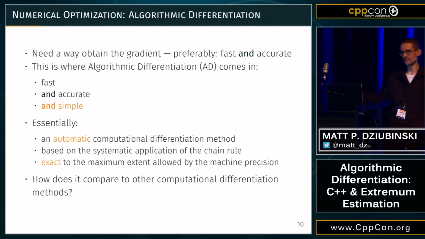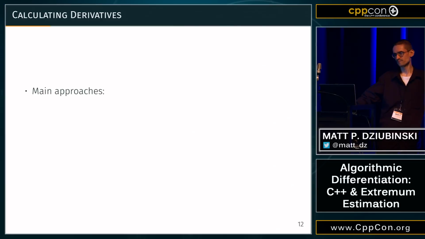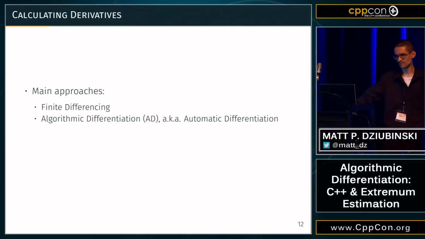So the question is, how does it compare to a bunch of different methods? And in order to explain that, it would be a nice idea to look at how we can calculate derivatives on a computer. So there are a bunch of approaches. One of them is finite differencing. I'm mostly going to talk about algorithmic differentiation, AD. There's also symbolic differentiation, but they are related.